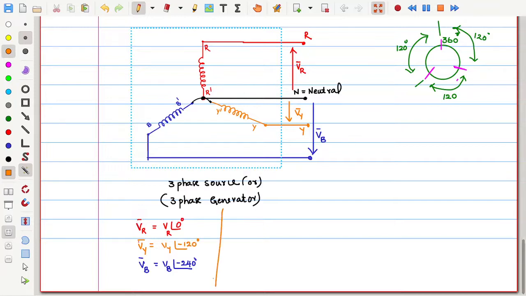Okay, now just try to understand that. These voltages have a pattern in their magnitudes and angles. If you observe the angle nature from one to another, that is R to Y, Y is at minus 120, B is at minus 240. This is the generalized pattern, try to understand.